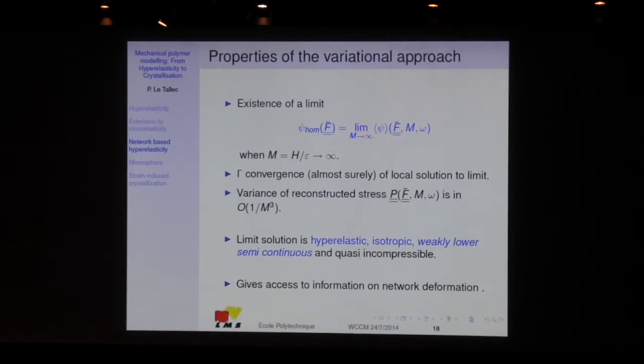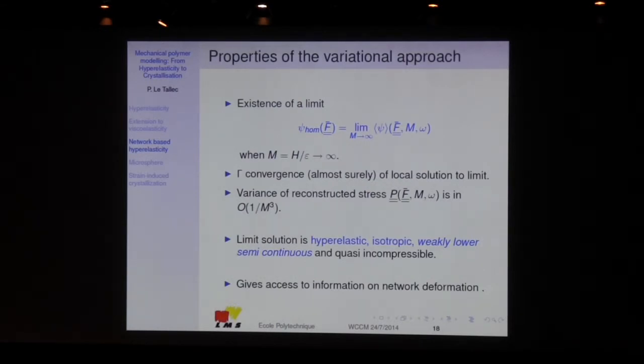Gamma convergence means convergence in energy and weak convergence in solution. The stress that you get in this stochastic project has a very small variance, and the limit solution is hyperelastic, isotropic, and it is weakly lower semi-continuous. That means that even if it might not be polyconvex, it has the right regularity in order to lead to a well-posed problem. That is from the mathematical side.